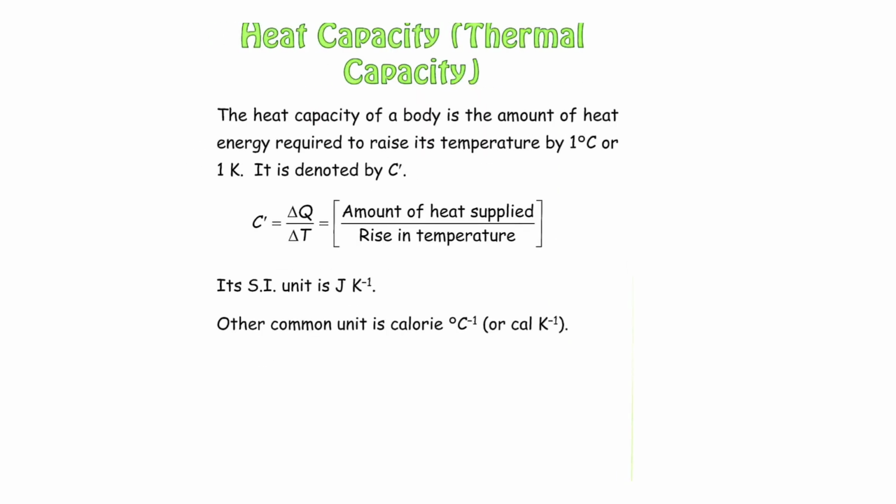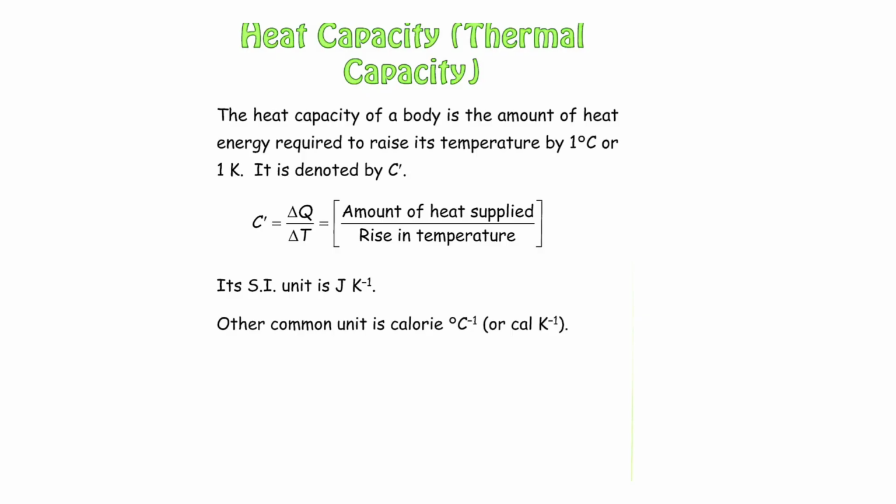And how to define heat capacity, or thermal capacity? The heat capacity of a body is the amount of heat energy required to raise its temperature by 1 degree Celsius or 1 Kelvin. We call it heat capacity or thermal capacity, and it is denoted by the symbol C dash. C dash is equal to delta Q divided by delta T, where delta Q is the amount of heat supplied and delta T is the rise in temperature.